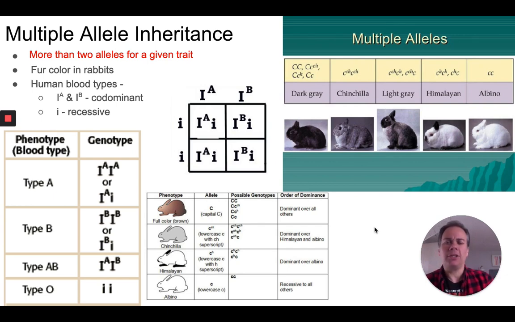And the reason is because in humans, for the ABO blood group, there's actually three different alleles that a person can have. Okay, and so there's the A allele and the B allele. Those together are codominant. Okay, they can both be expressed. And then there's another allele, the recessive. We indicate it usually with a lowercase i.